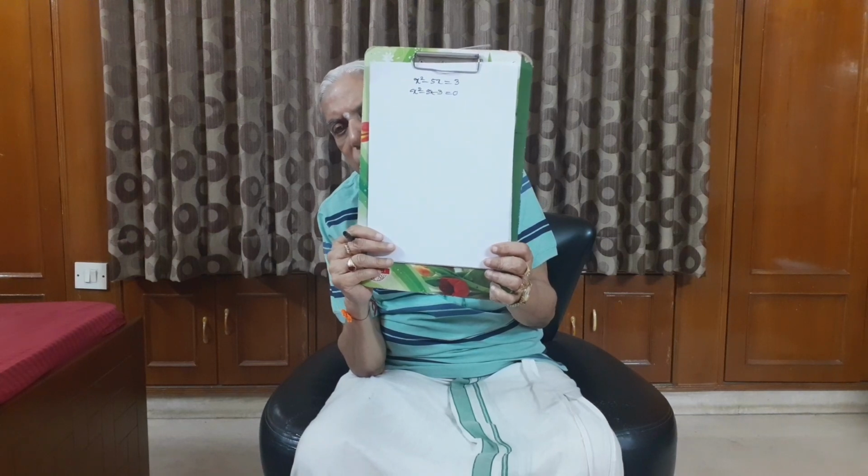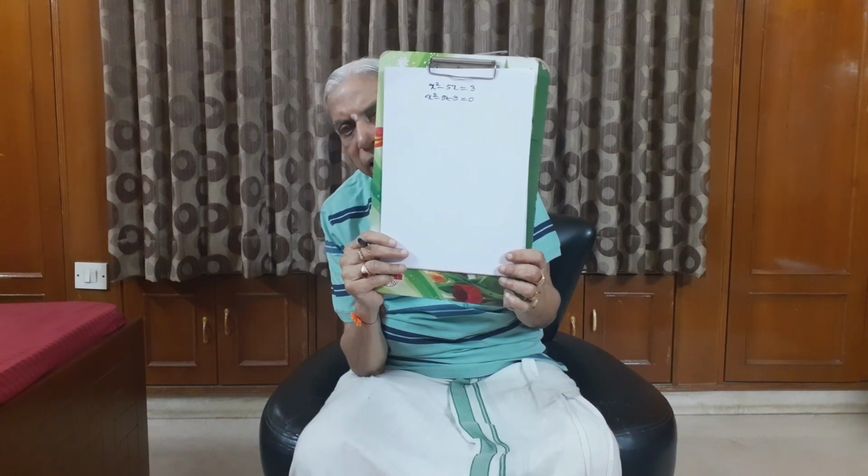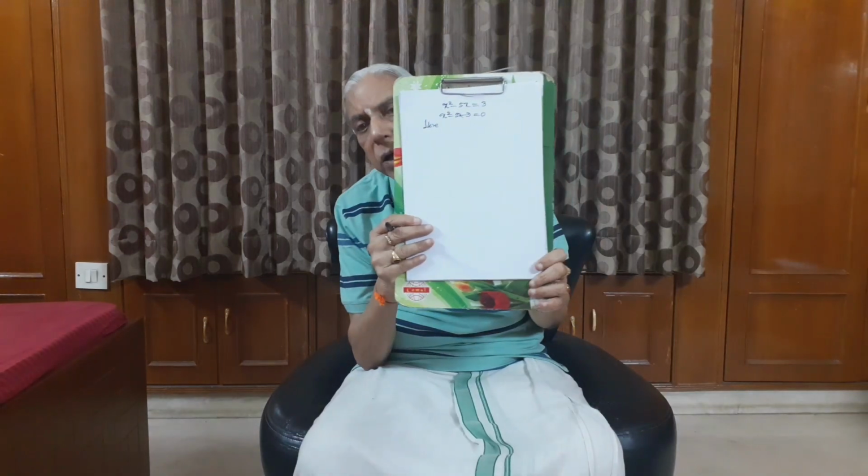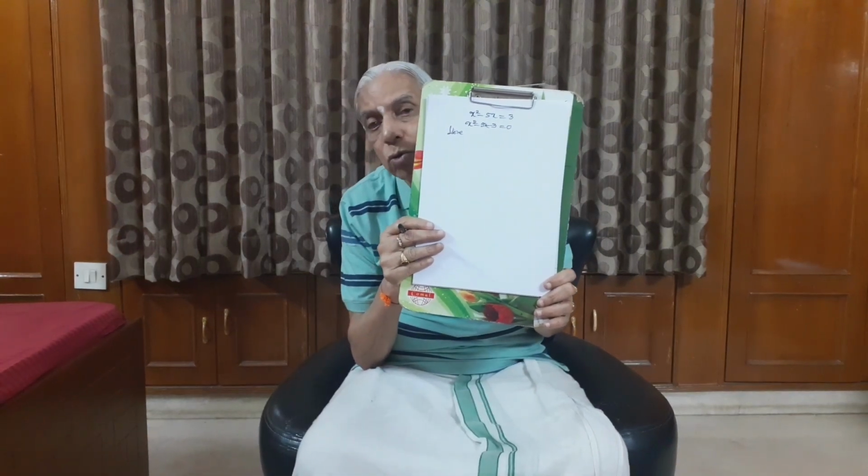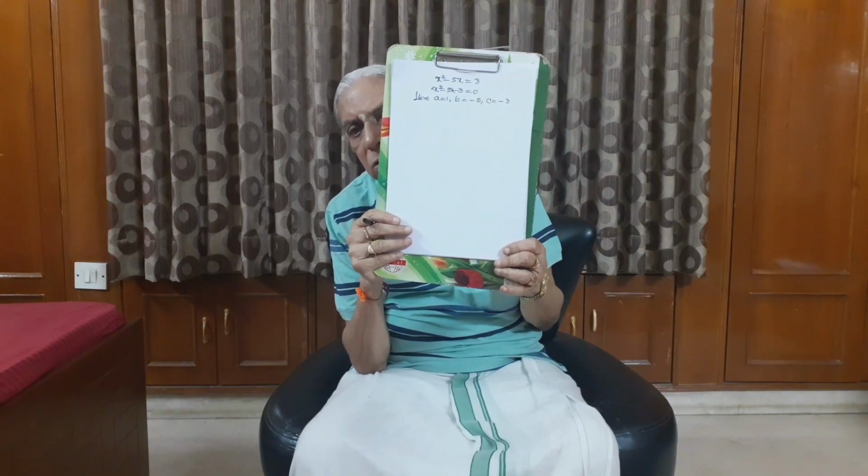This is the equation. Now you analyze a, b and c. Here, you write it here. You have assumed there is no theory in maths. You have to write it here. You don't write, lazy people. Here, a is equal to what? 1. b equals minus 5. c equals minus 3. See that? I have analyzed.